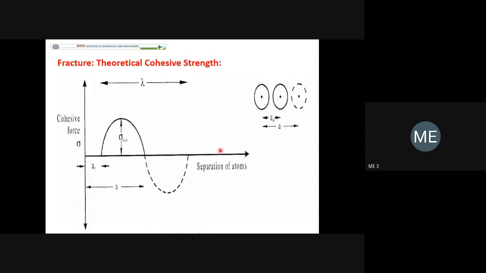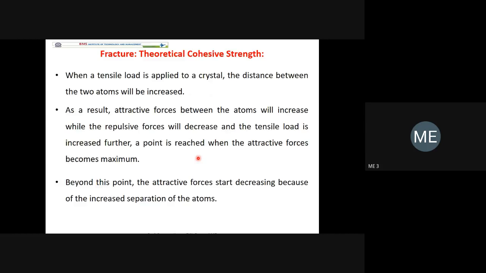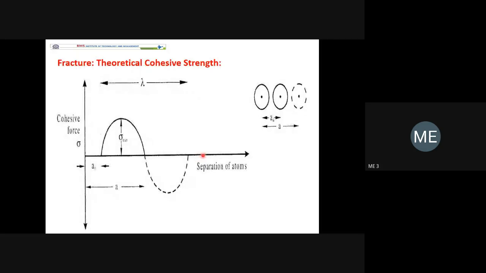The same sigma max can be written in equation form. At any point, sigma is equal to sigma max into sine, because you are assuming that it follows a sine wave. So we can find out the cohesive force at any distance A. We are considering only two distances: one distance is A naught and one more extreme distance is A.